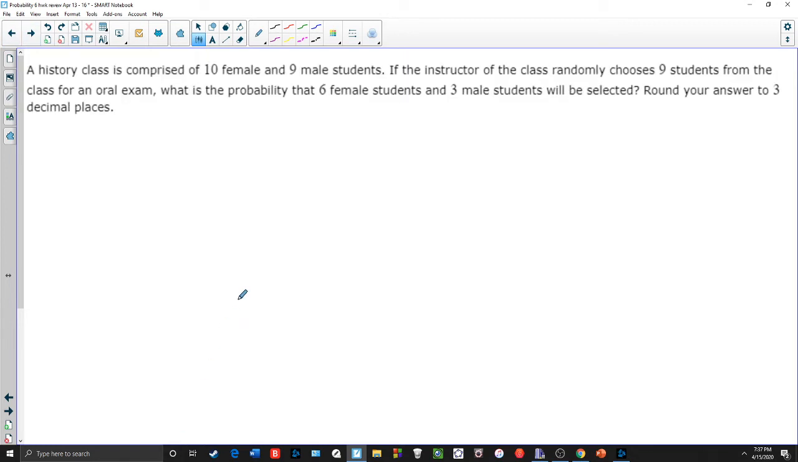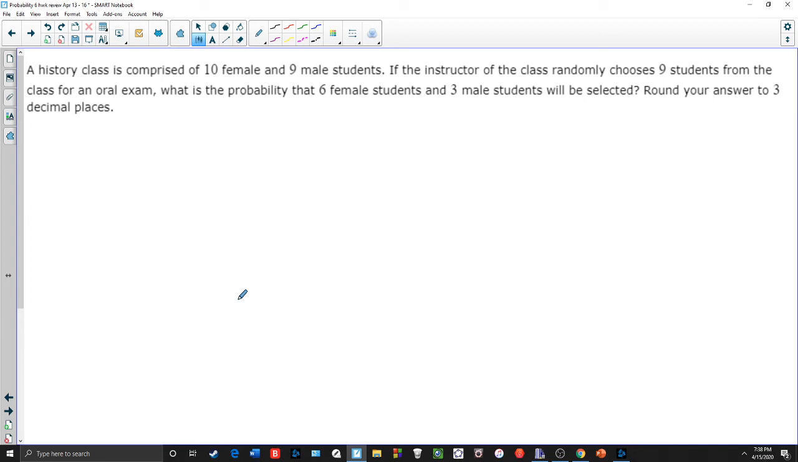And this one here says a history class is comprised of 10 female and 9 male students. If the instructor chooses randomly from 9 students, what is the probability that 6 female and 3 male will be selected? So notice how there's a subtle difference between this problem and the last one. It still has 2 categories, male and female, but it didn't say what order they're going to be picked in. It didn't say that I want the first 6 to be female and the last 3 to be male, or vice versa. It just said, out of the total, I want 6 female and 3 male, and it says round your answer to 3 decimal places.